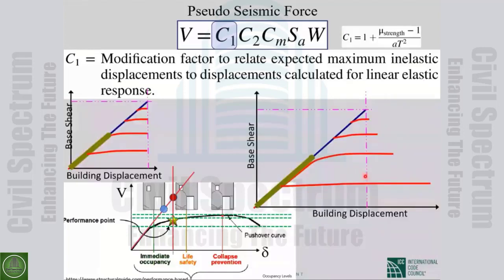For them, unfortunately, this principle doesn't apply. And as we reduce their strength, their maximum displacement will increase. So if this stiff building, this shorter building compared to this taller building, if we do the linear analysis, the maximum displacement is some amount.